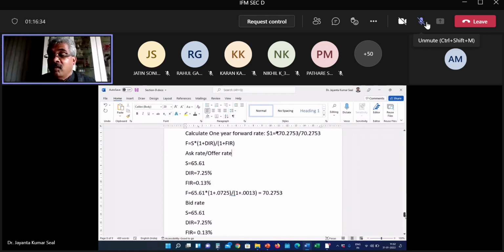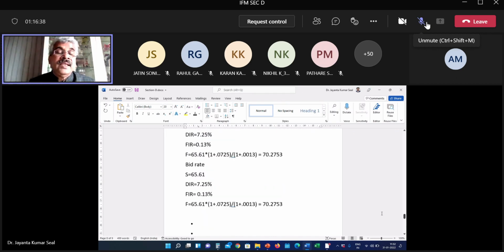How do I calculate the bid rate? You come to me and you say you will be selling $1, 1 year from now. So what will be the safest thing from my side to do? I borrow an amount today which will become $1 after 1 year. So when you give me $1, with that I can repay this dollar loan.